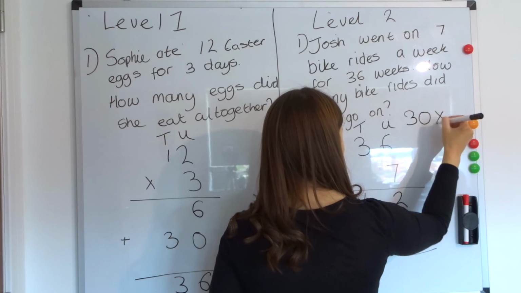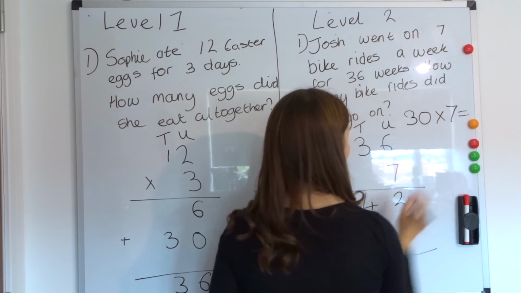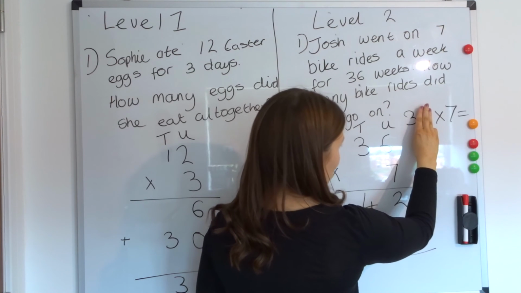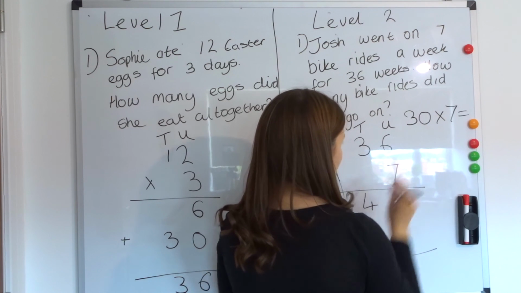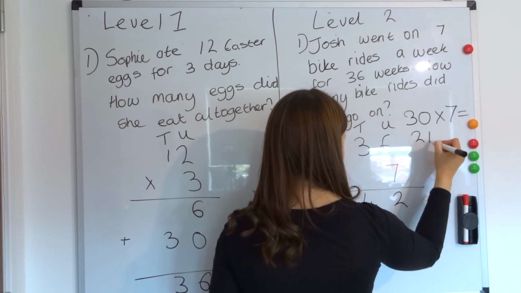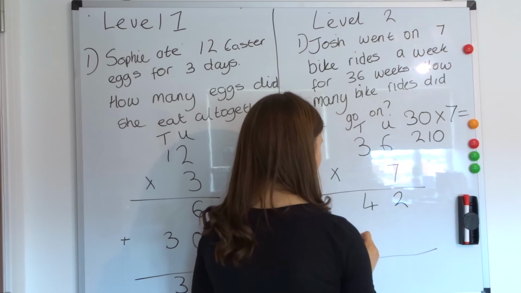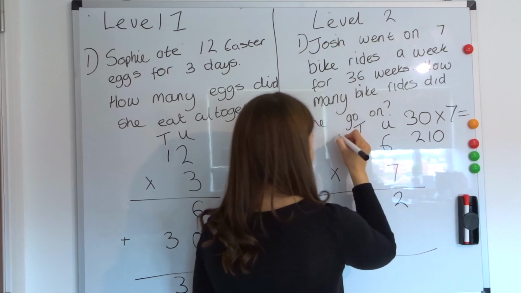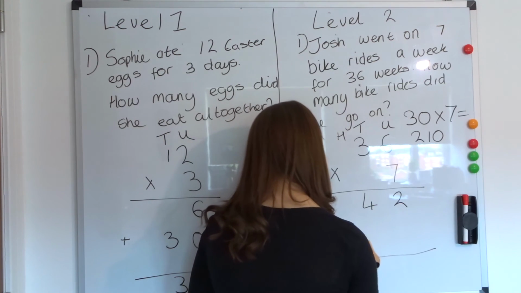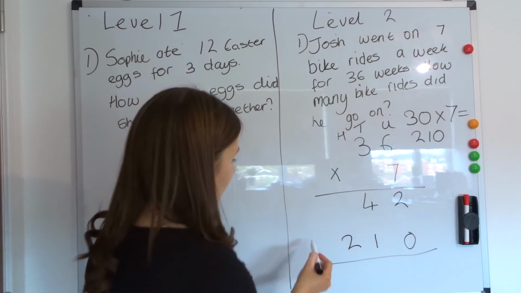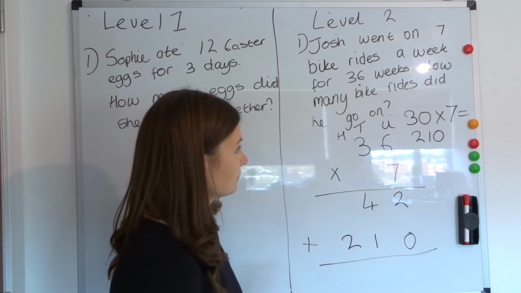30 times 7 equals... Now I'm going to do 3 times 7. What is 3 times 7? 21. Good, well done. Make it 10 times bigger. Fantastic. 210. So put your hundreds. Okay, now I need to add these two numbers together.